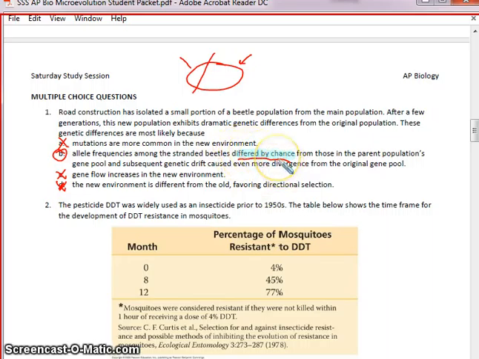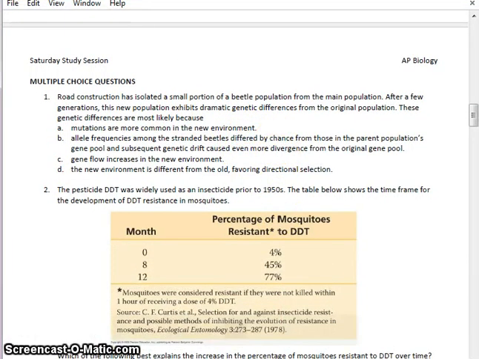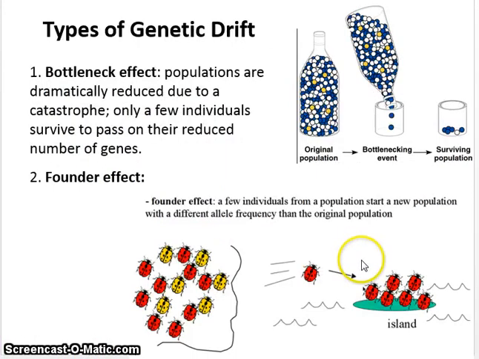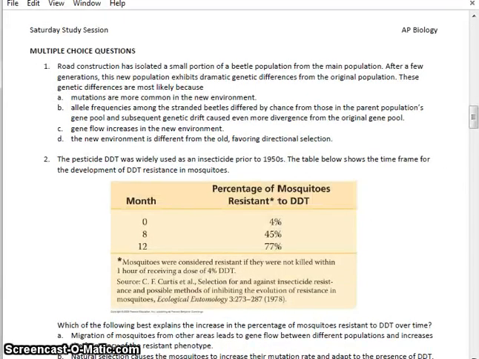Anything else we should look at? Maybe also we're going to keep in mind this idea over here. Besides the bottleneck, there's also this idea of the founder effect, where again, populations are separated and the allele combination is going to change. Let's go ahead and look at question number 2 now.